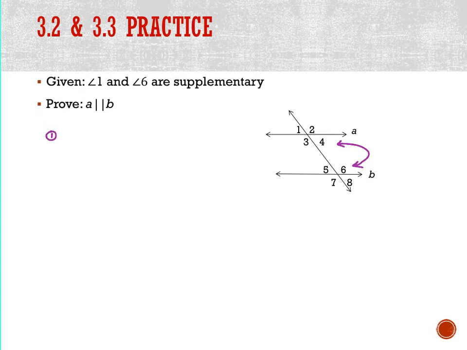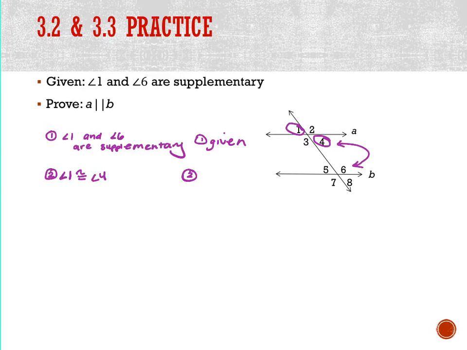So as usual, we start with our given, angle 1 and angle 6 are supplementary. And that's given. So one way to get from 1 and 6 into 4 and 6 is that there's a relationship between 1 and 4. And that is that they're congruent. Angle 1 is congruent to angle 4. And that's the vertical angles theorem.